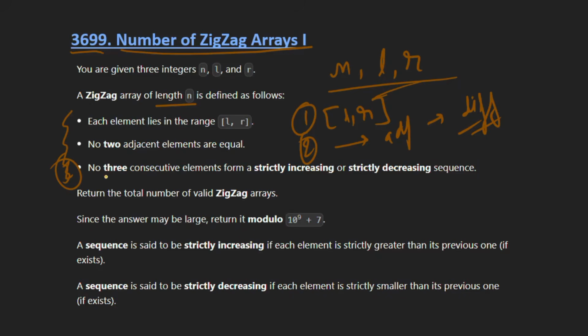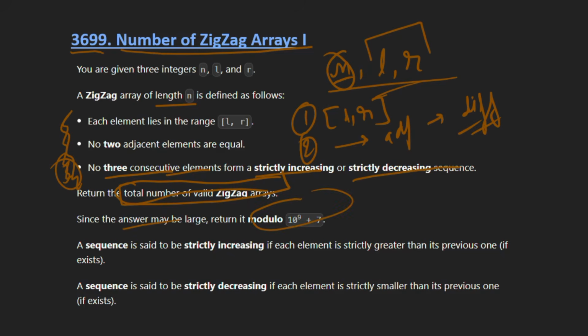And the third condition is that no three consecutive elements should form a strictly increasing or a strictly decreasing sequence. So these are the three conditions which make the array a zigzag. Then what we need to do is return the total number of zigzag arrays that we can form of length n using the elements from L to R.